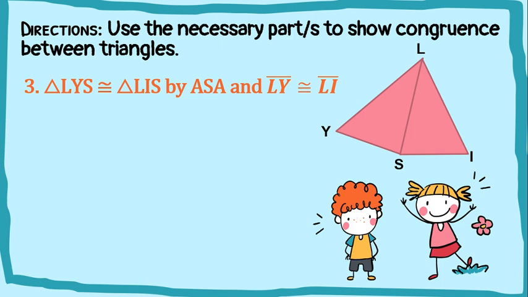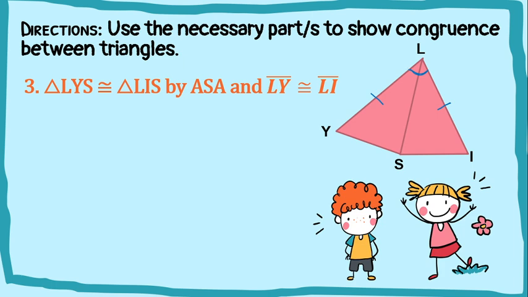Next, for number 3, we have triangle LYS, congruent again to triangle LIS by ASA this time, or angle, side, angle. So, we have side LY is congruent to side LI. So, ito yung LY and this is LI. So, yan yung congruent natin. So, yan yung nakagitna natin na side. Ngayon, we're going to look for the two angles. For the first angle, we have angle L. So, syempre, sa kabila, angle L din yon.